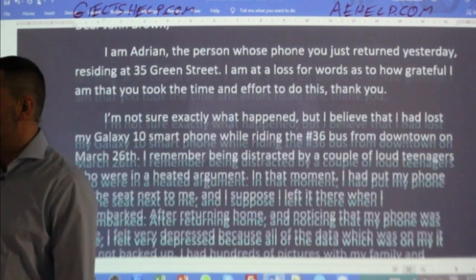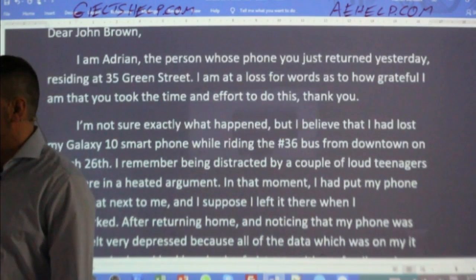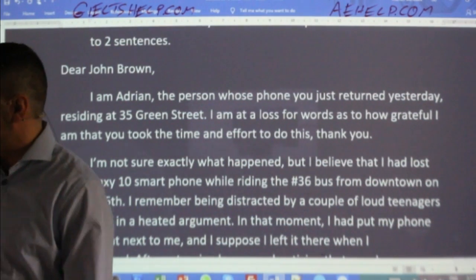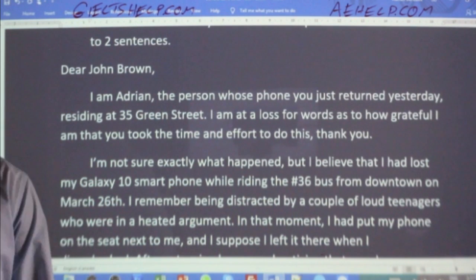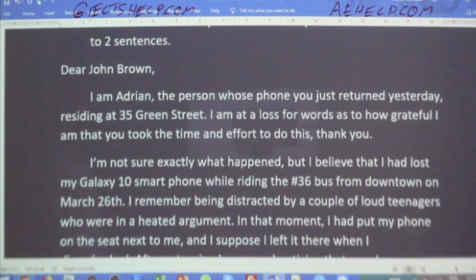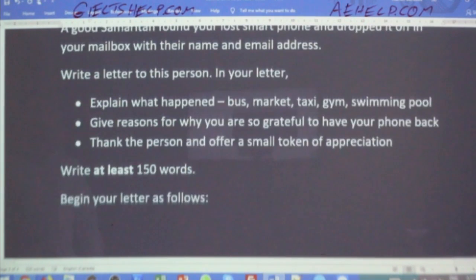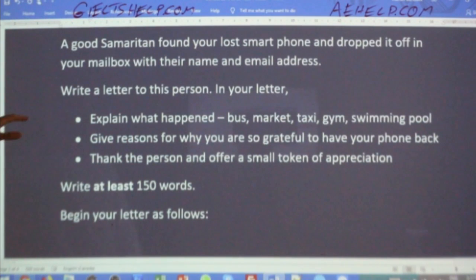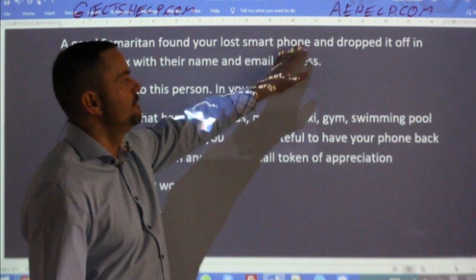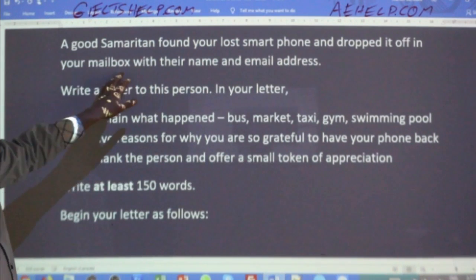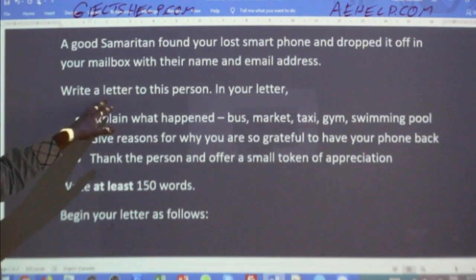All right, so here's my letter. I'll read the full letter, make sure everything is clear, make sure I've answered all the questions while you're writing your conclusions. So this is the letter here. Again, the letter that we are answering is: a good Samaritan found your lost smartphone and dropped it off in your mailbox with their name and email address. Write a letter to this person.